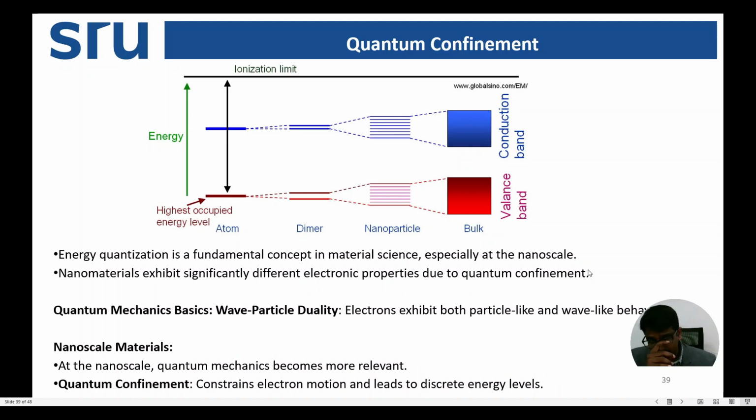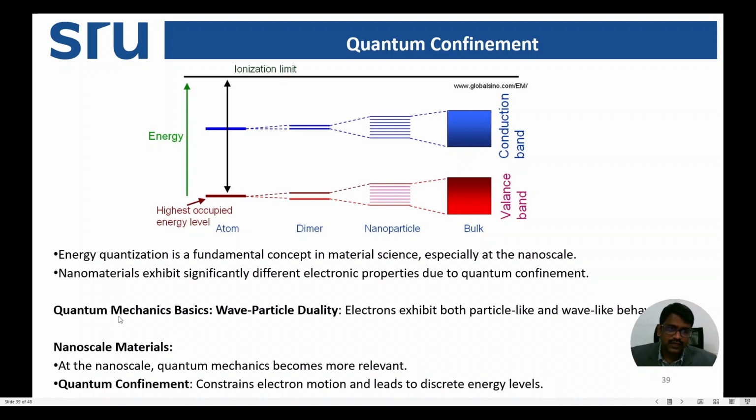So what is the application of this quantum confinement? Because of quantum confinement, the energy levels are discrete. They are not continuous energy levels. Because of these discrete energy levels, the band gap is significantly changed.